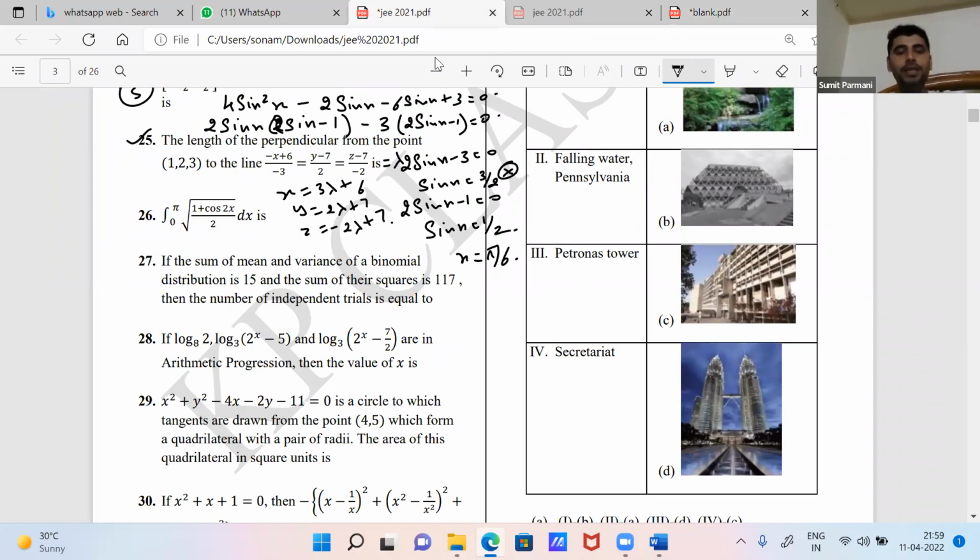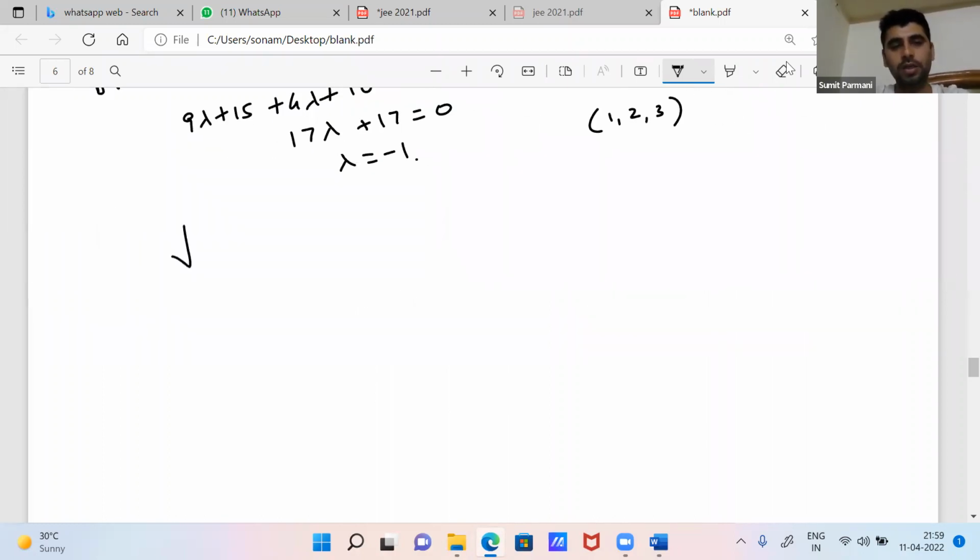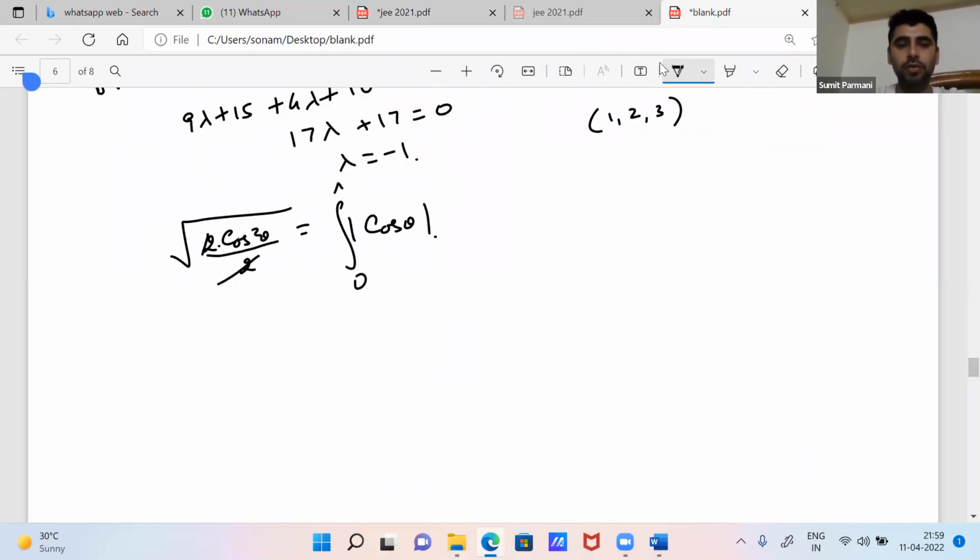26. 1 plus cos 2 theta by 2 can be written as 2 cos square theta. So under root 2 cos square theta can be written as mod cos theta divided by 2. Mod cos theta. Now we have to integrate between 0 to pi.